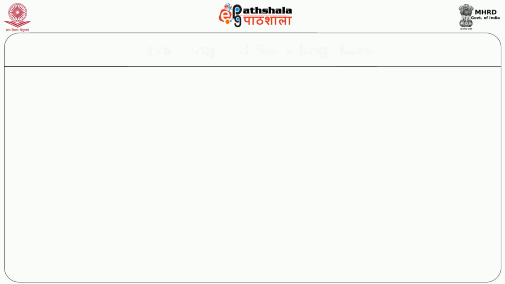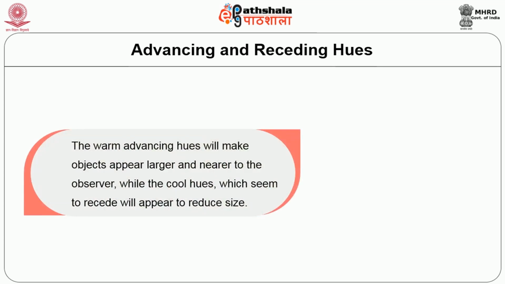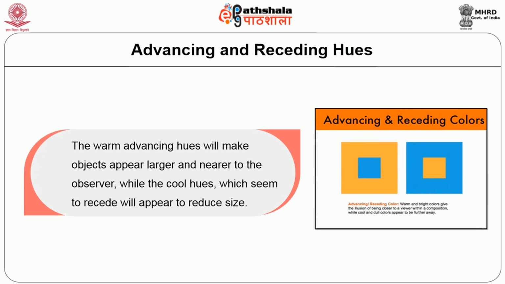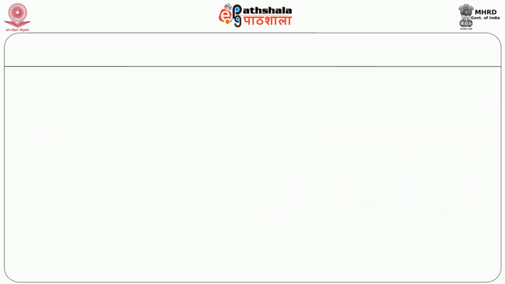Next, see the advancing and receding hues. The warm advancing hues will make objects appear larger and nearer to the observer, while the cool hues, which seem to recede, will appear to reduce size. We'll see the picture of advancing and receding colors. Next, we'll see the effects of different hues.